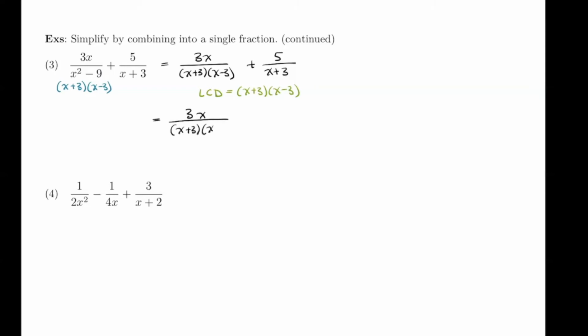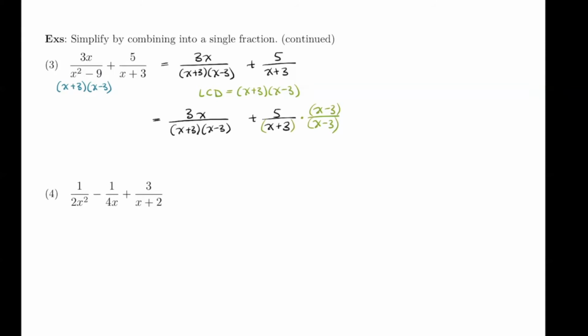So to combine these together, I'm just going to leave the first fraction alone. And then what we will do is convert the second fraction into the LCD by multiplying by x minus 3 in the bottom and x minus 3 in the top. Again, just make sure that you have parentheses around anything with more than one term that might be multiplied together.